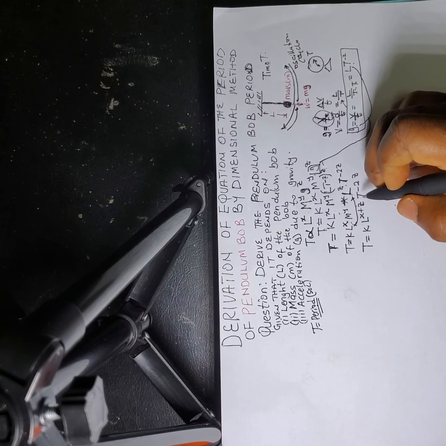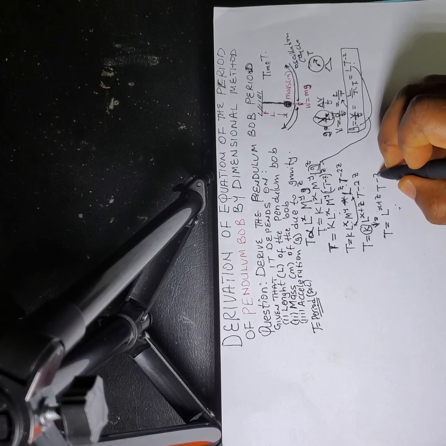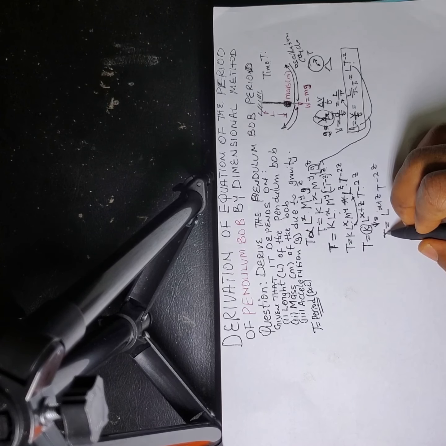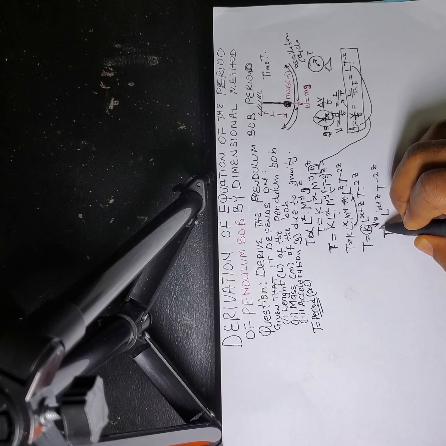Now, k is dimensionless, this thing is dimensionless because it's a constant. So k can be excused from this particular relationship. So we can now write our T in terms of dimension. This T can now be written as L raised to power x plus z, T raised to power minus 2z. Now we know that the dimension of time T is already T. So that means T raised to power 1.